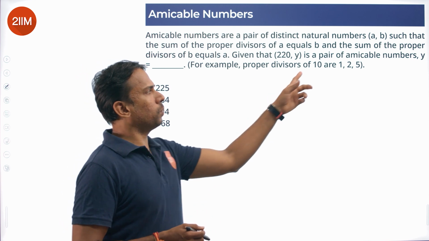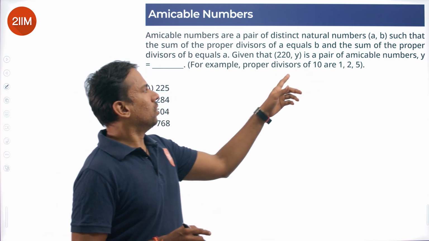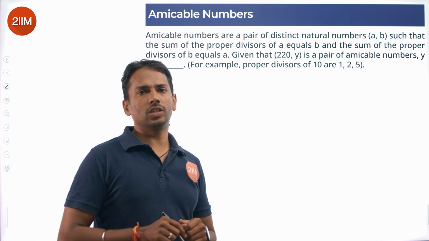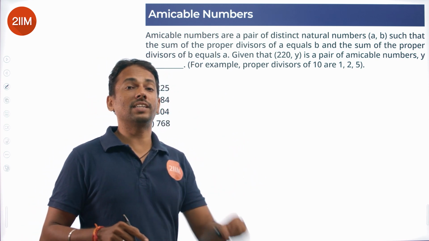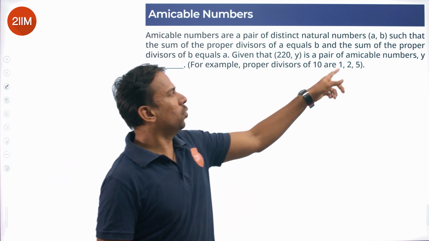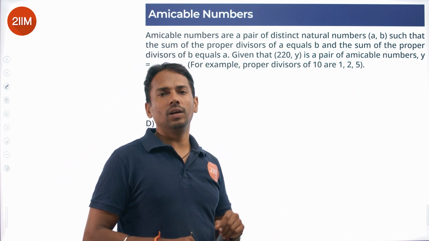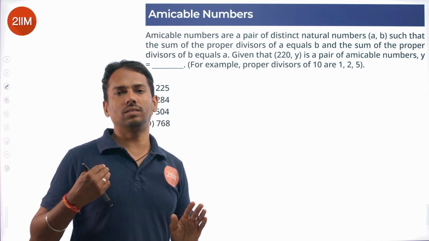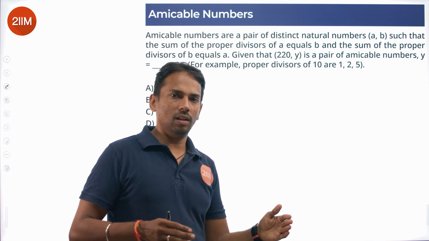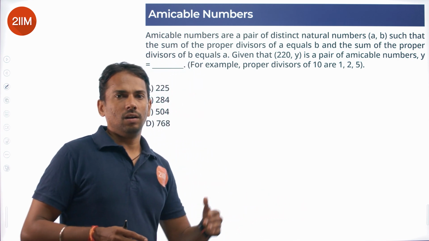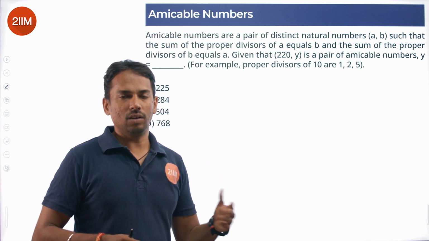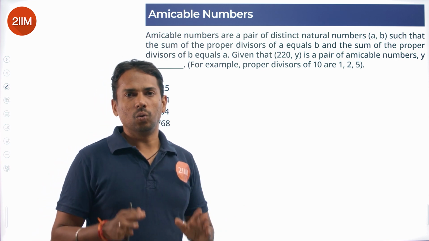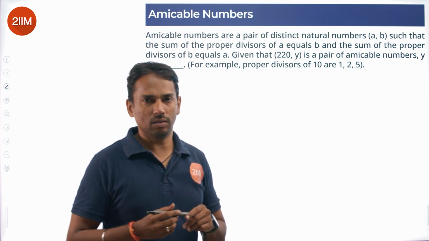First of all, we need to understand what proper divisors are. Proper divisors of 10 are 1, 2, 5. They have given an example. A proper divisor is the list of all divisors of a number except that number. So 1, 2, 5, 10. 10 is also a factor of 10, but we ignore that 10. Except that number, we count all the other factors, from 1 till the last factor before n. That's going to be the list of all proper factors.